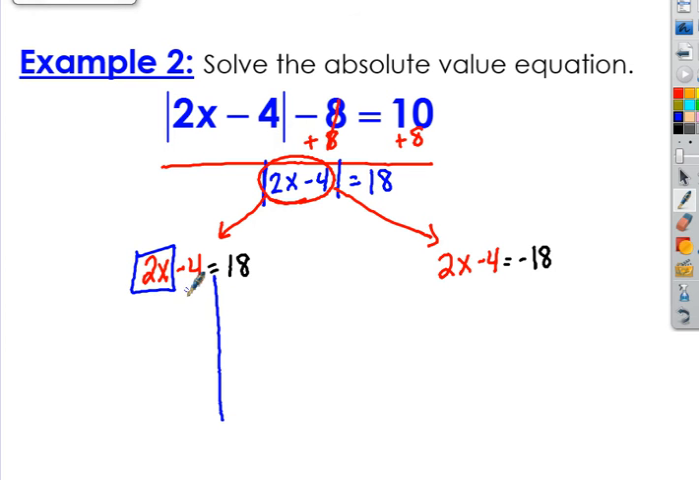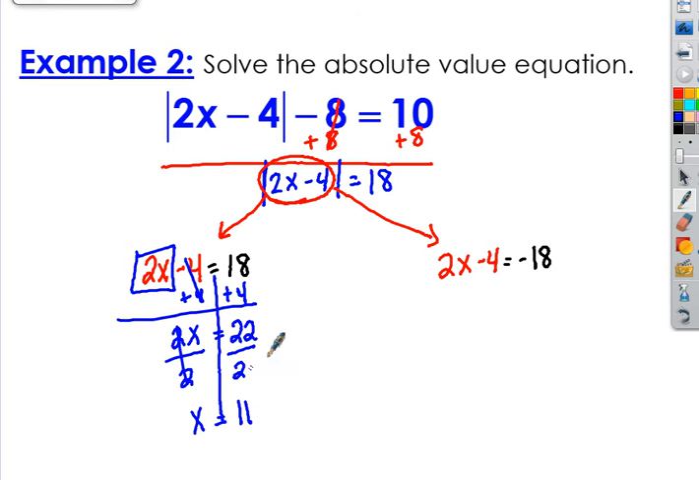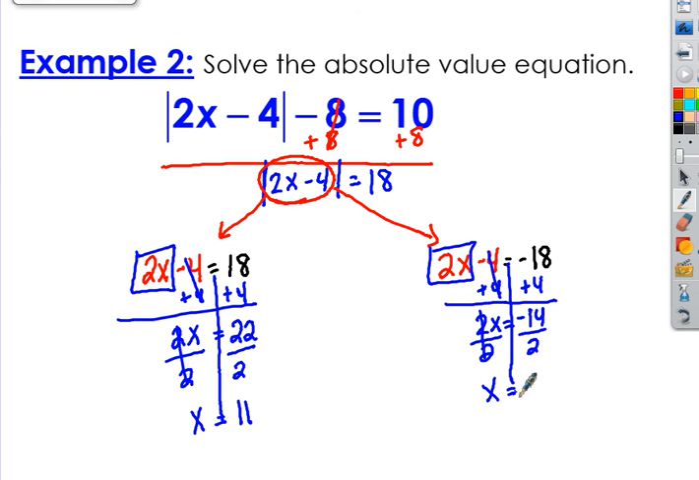Box your variable. How do you get rid of minus 4? Well, you add 4. Left over here is 2x. Over here you get 18 plus 4, which is 22. Divide both sides by 2. One of my answers is 11. Same thing over here. Box your variable. How do you get rid of minus 4? Well, you add 4. Negative 18 plus 4 is negative 14. Divide both sides by 2. X is equal to negative 7. So my two answers are negative 7 and 11.